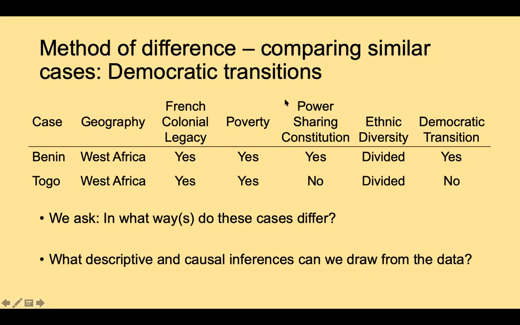Joel says, in a comparison between Togo and Benin, it seems because Benin did have a power sharing constitution that it led to a democratic transition. Okay, so we're picking up again on that key difference.